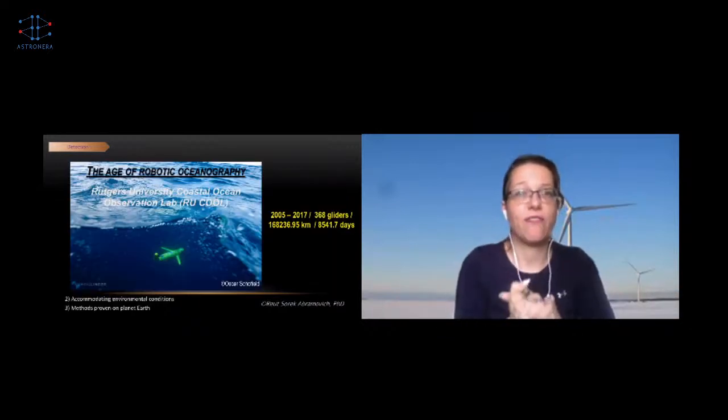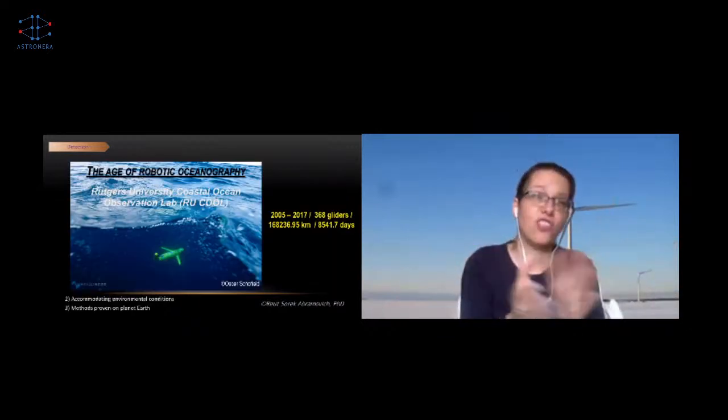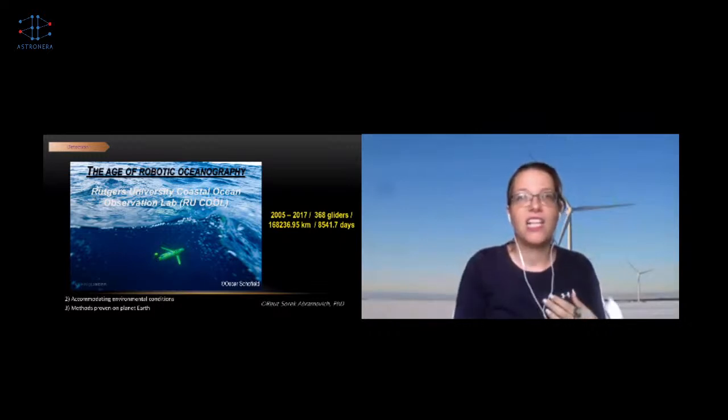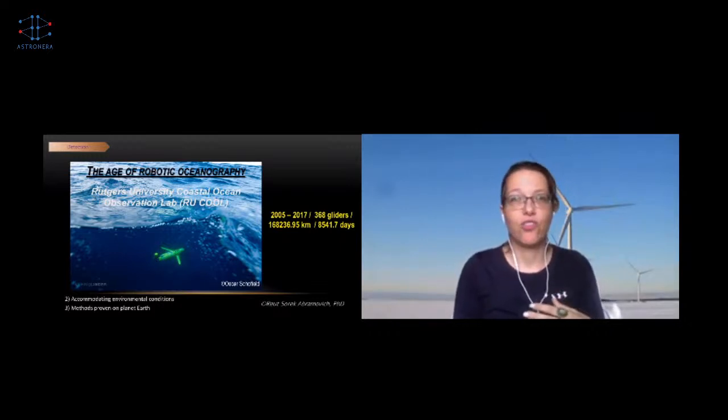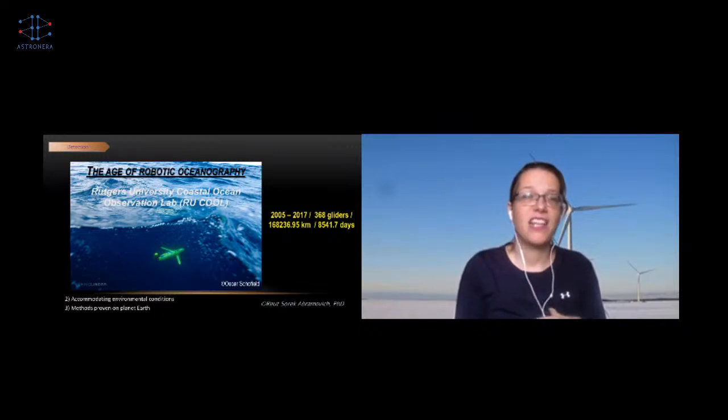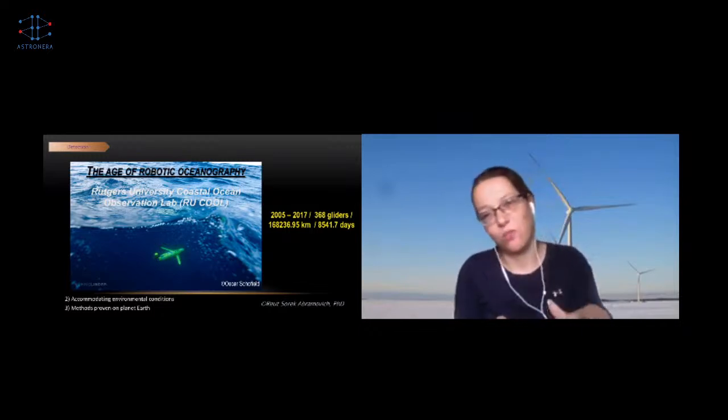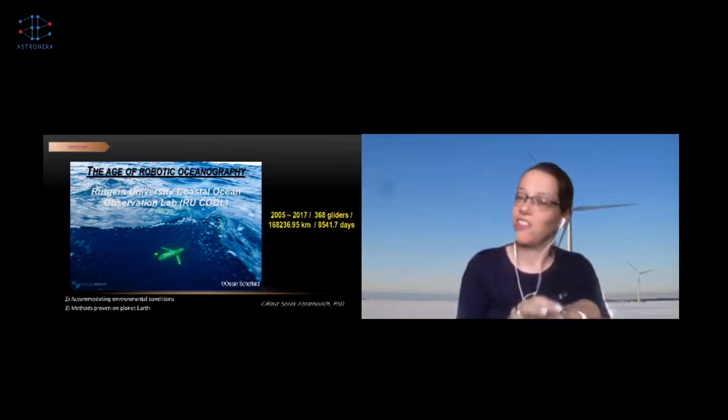What else do we do with detection? What other detection methods do we have? Whether you know it or not, it's the age of robotic oceanography. This is a very nice slide by Oscar Schofield from Rutgers University. They have an amazing lab, and they're using this little baby, which looks like a little torpedo, but it's not a torpedo. It's called a glider.